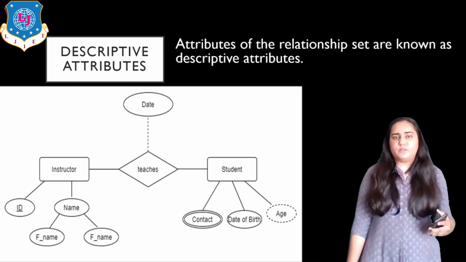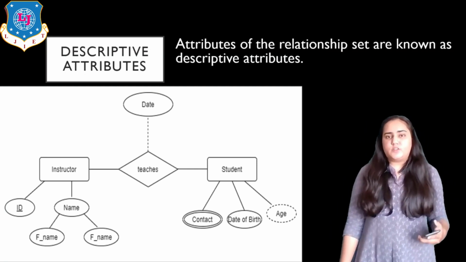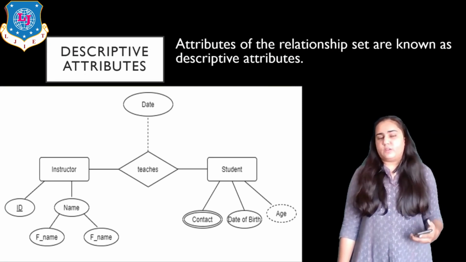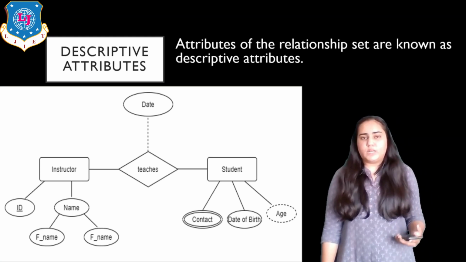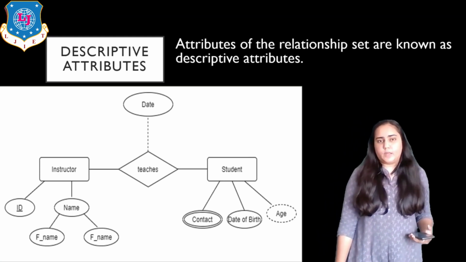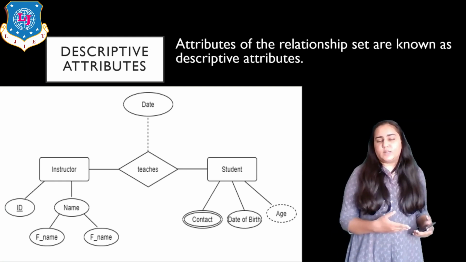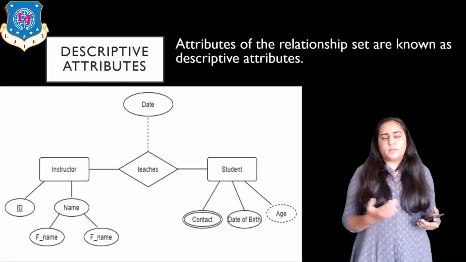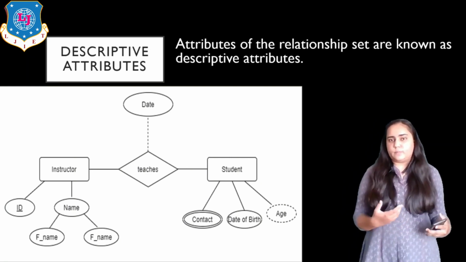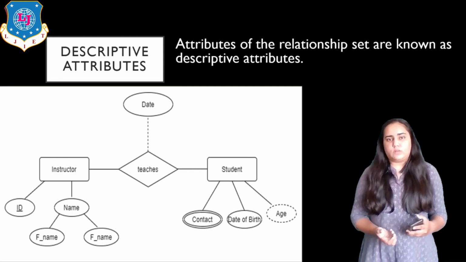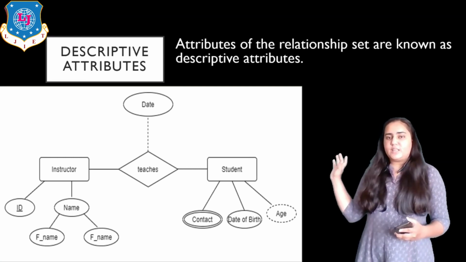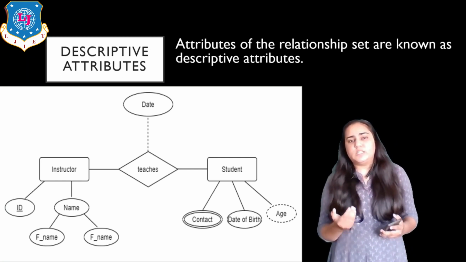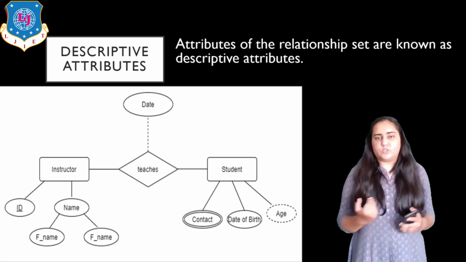So first you're going to see a descriptive attribute. A descriptive attribute is an attribute that's associated with a relationship set. Now usually relationship sets do not have attributes, because most of the time we attach attributes to entities and not relations. But sometimes, due to some anomalies, we have to attach it to the relationship. So in this case, you can see that there's a date attribute, and that attribute is attached to the teachers relation and not to instructor or student.